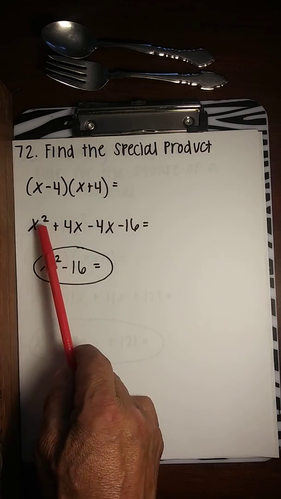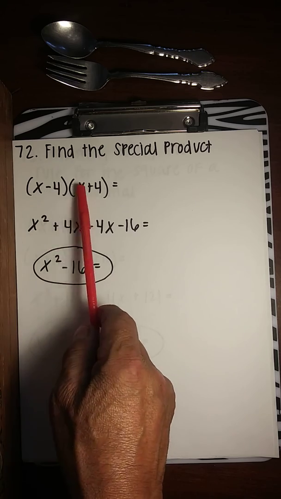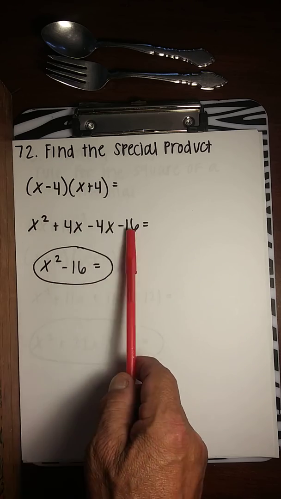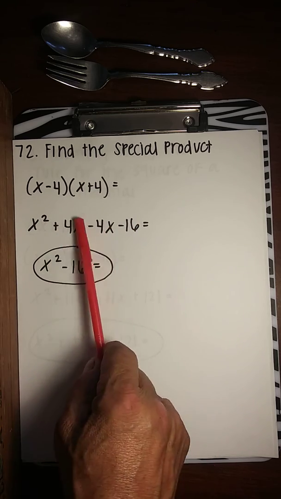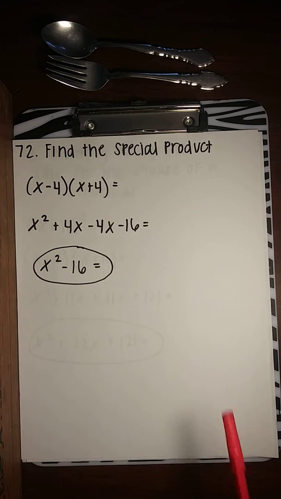x times x, x squared. x times that is 4x. That times that, negative 4x. That times that, negative 16. 4's and 4's are gone. So we have x squared minus 16. Done.